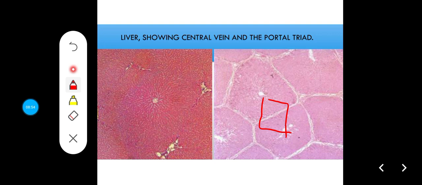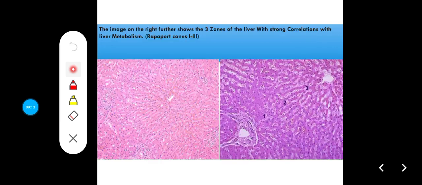So zone 1 is the zone around the central vein, like this. This area is zone 1, then zone 2 is the next zone, then zone 3 is the zone that is close to the central arteriole. So see the zones here again. Zone 3 is close to the central vein. Zone 2 is the next zone.